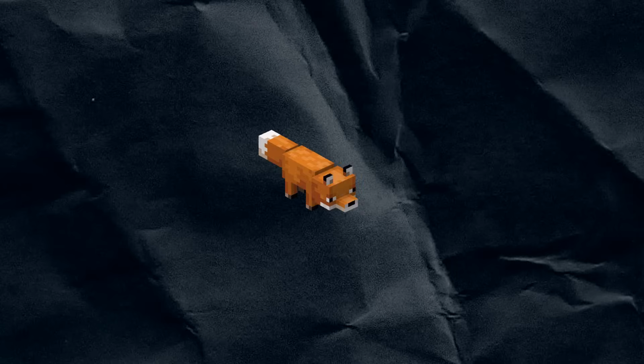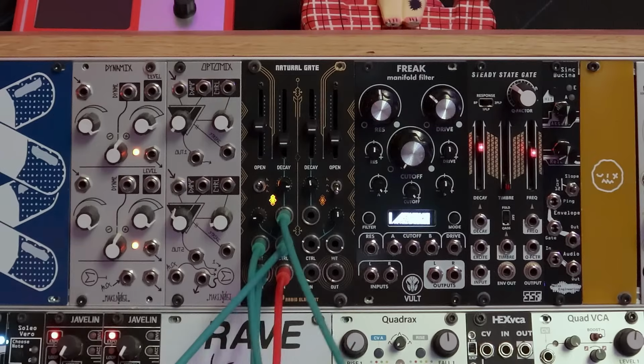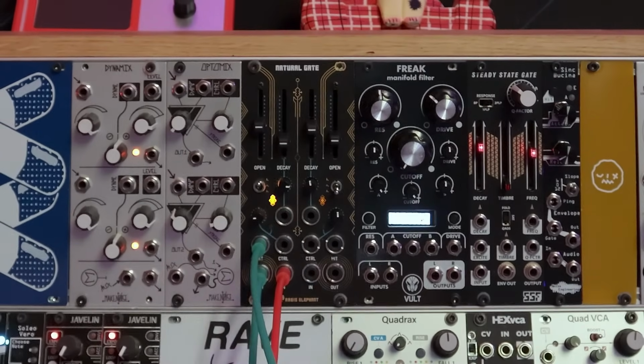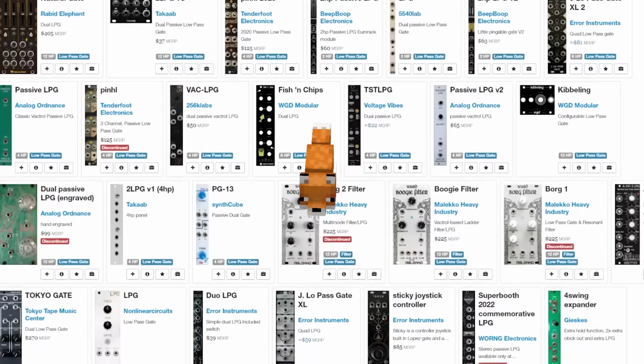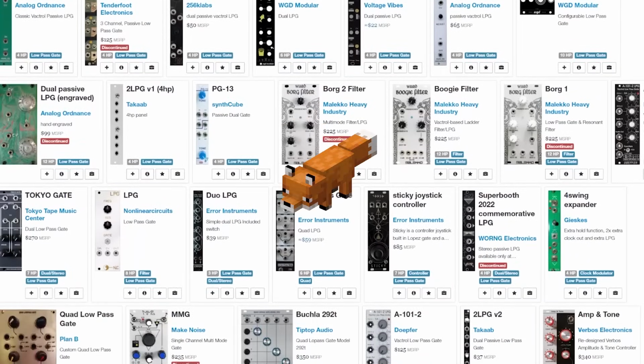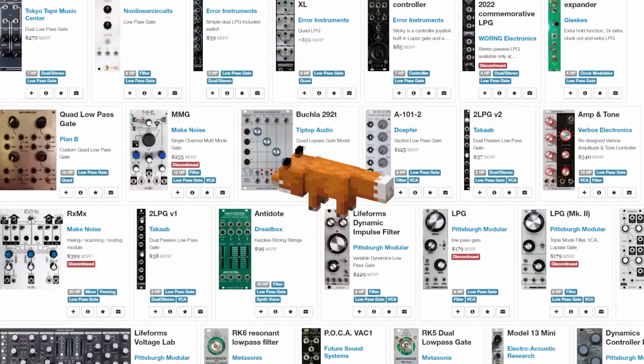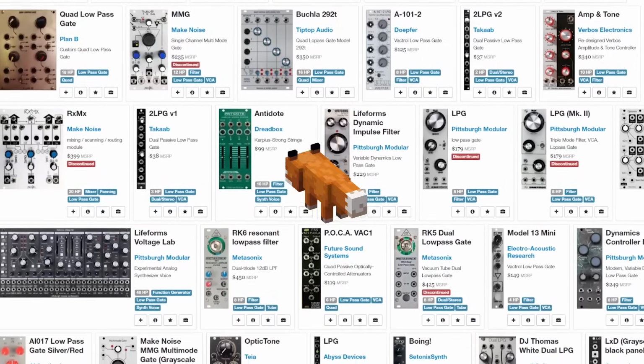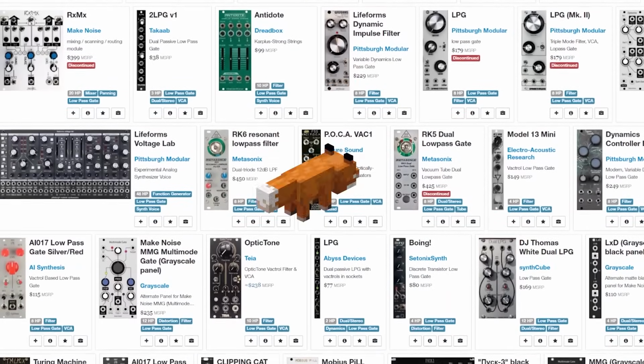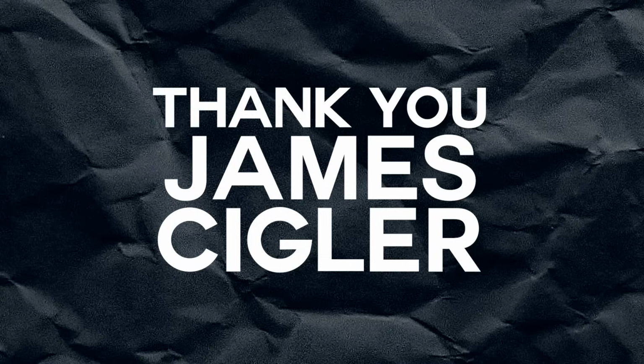And I thought it would just be cool to talk about their history a little bit and also show you the ones that I have so that you can get a sense of how they sound when you stack them up against each other. This is by all means not an exhaustive comparison of every single low-pass gate that's out there. That would be impossible. But I will show you some of the ones I have and also some of the ones I borrowed from James Sigler. So thank you, James.